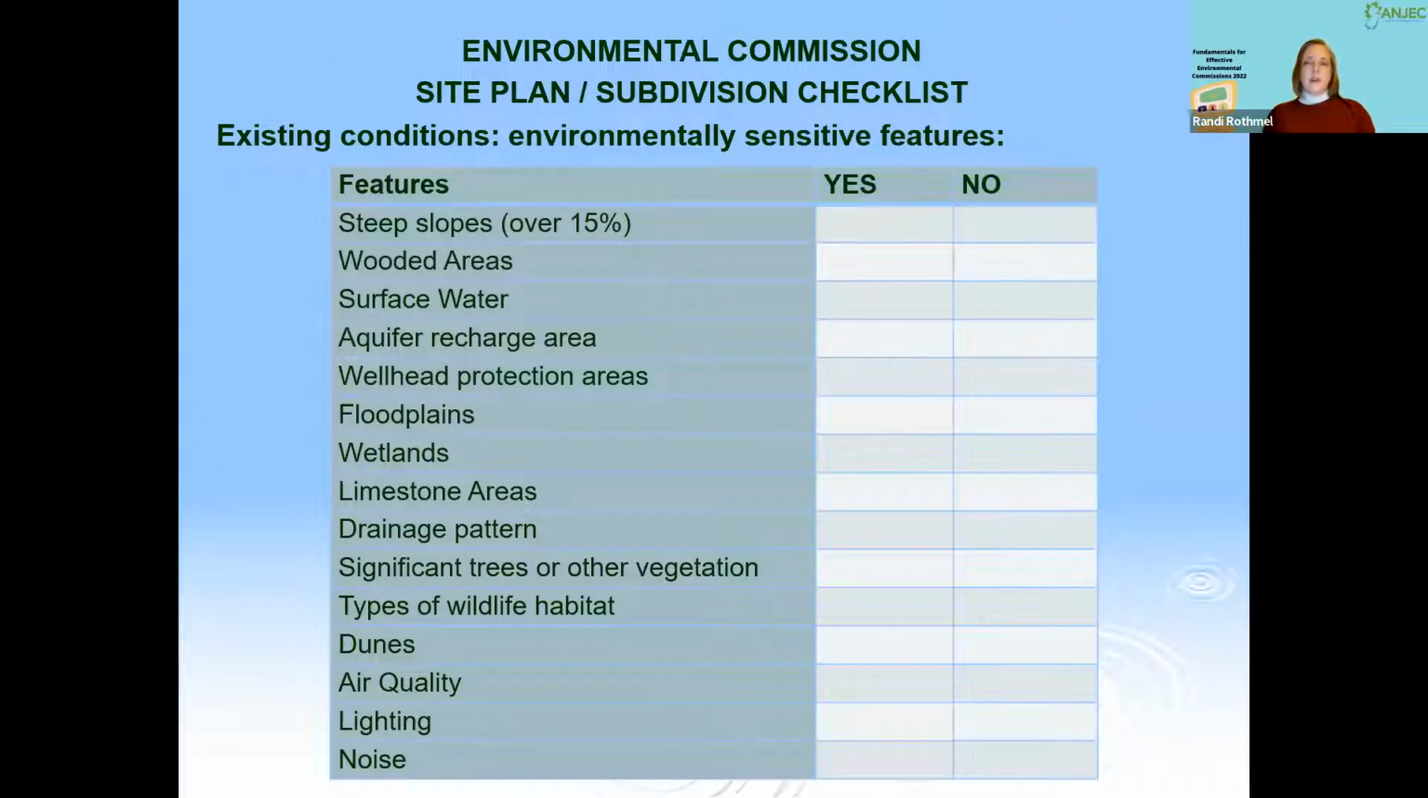So this is just an example of part of a checklist that the Environmental Commission can put together. This is one part of a checklist to look at what the existing conditions are. N.J.A.C. does have a sample complete checklist that we can make available to you. Just let us know if your Environmental Commission would like to have us send you that checklist that you can start as a template to develop one for your own commission.